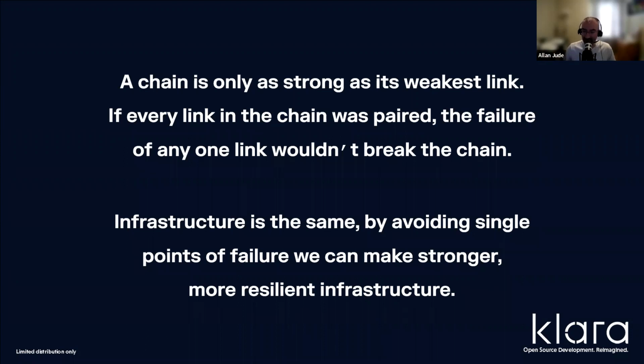And if we think about that as our support chain for our infrastructure, if we have 2 options at every link, then we know that even if one of them goes away or breaks or is vulnerable or whatever, we're still able to continue to operate and have a complete chain. And so our infrastructure is the same. We want to avoid any single point of failure where everything relies on a single link in the chain, and that will build more resilient infrastructure.